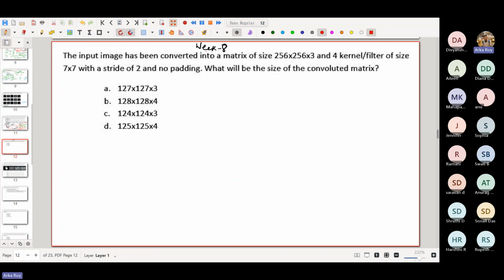Okay, so moving to the week 8 quiz. The first question is, your input image has been converted into a matrix with a size of 256 cross 256 cross 3. You have number of filters equal to 4. The kernel size is 7 cross 7. The stride is 2. Padding is 0. What will be the output shape?